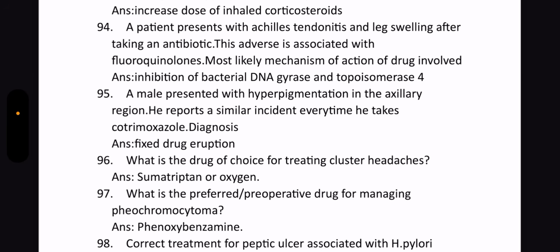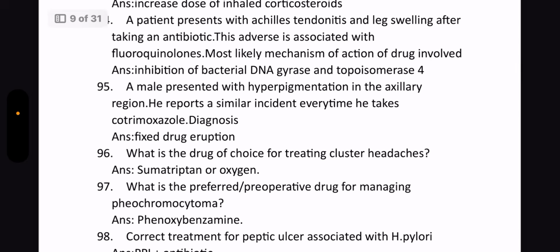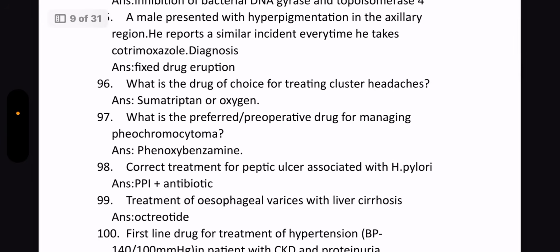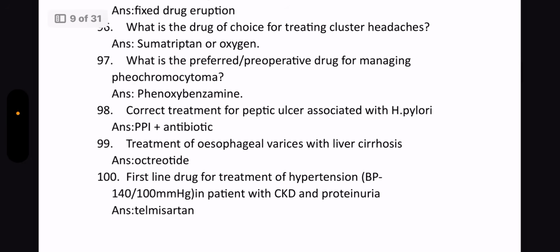94th question is about Achilles tendinitis and leg swelling after taking an antibiotic. Adverse effect is associated with fluoroquinolones. Mechanism is inhibition of bacterial DNA gyrase and topoisomerase 4. Next, a male presented with hyperpigmentation in the axillary region. He reports a similar incident every time he takes cotrimoxazole. Diagnosis is fixed drug eruption.